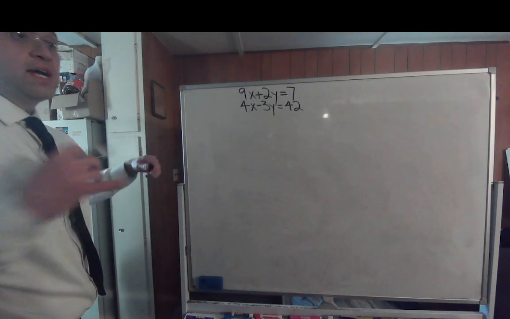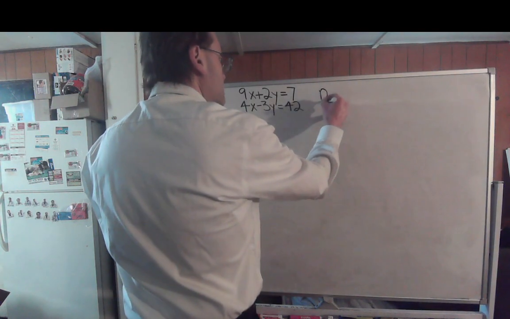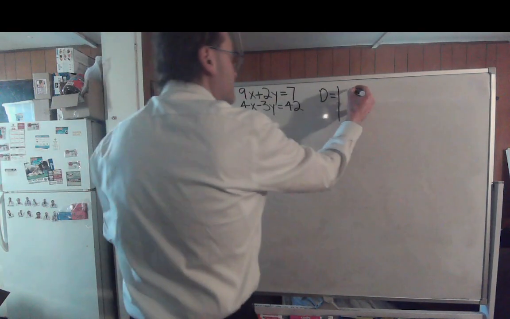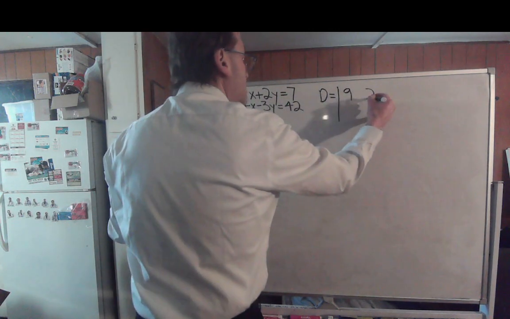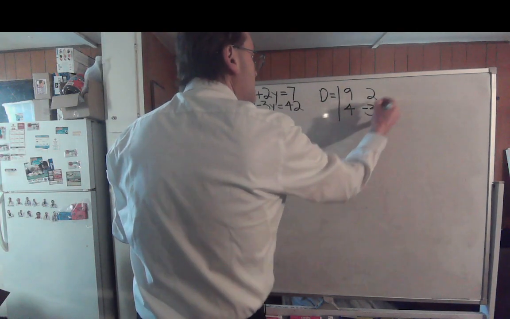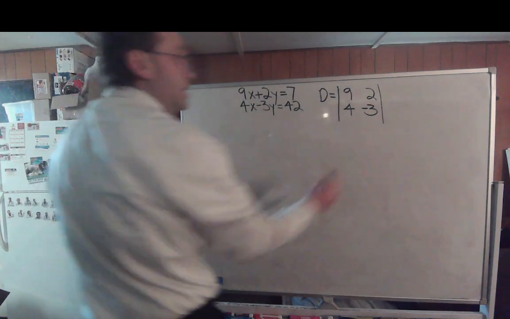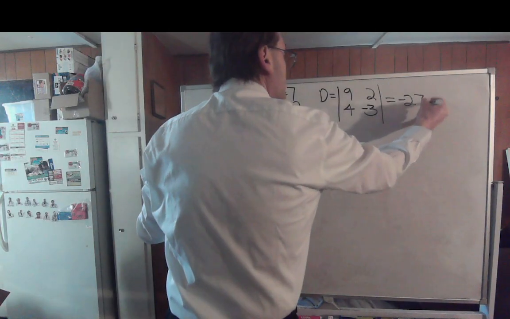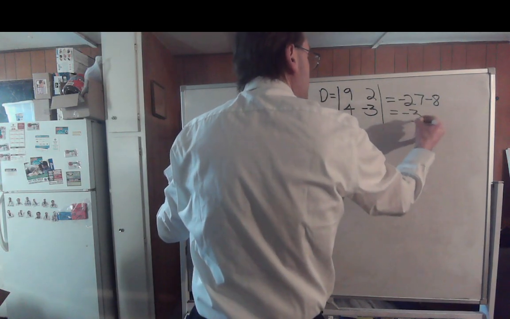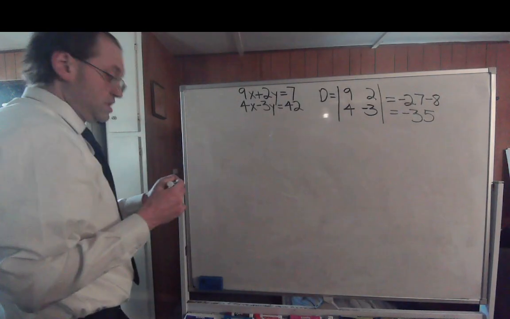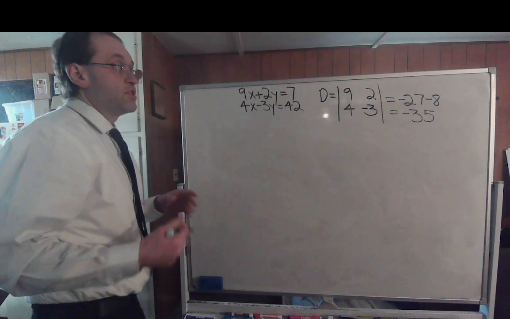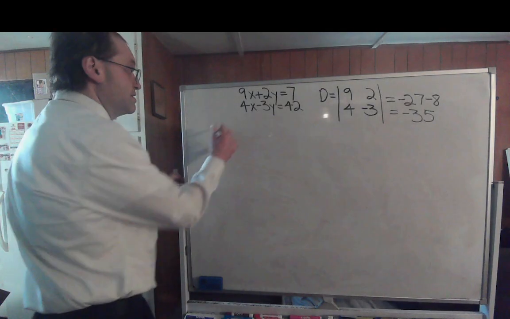So let's go ahead and set up our normal d determinant, which is our coefficient determinant. That will be your coefficient of 9, and then your 2, and then your 4, and then that negative 3. Alright, so 9 times negative 3 equals negative 27. Minus 2 times 4, that'd be minus 8, which would give you a value of d being negative 35. So therefore, d equals negative 35. Now that we know the coefficient determinant, let's find d sub x.